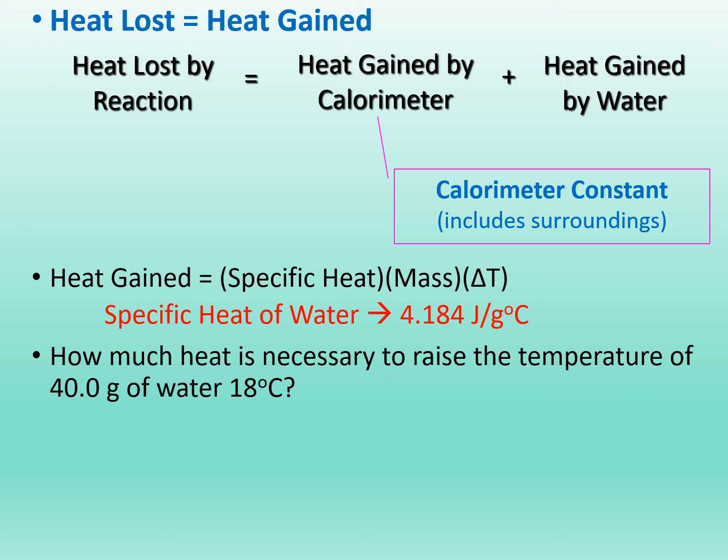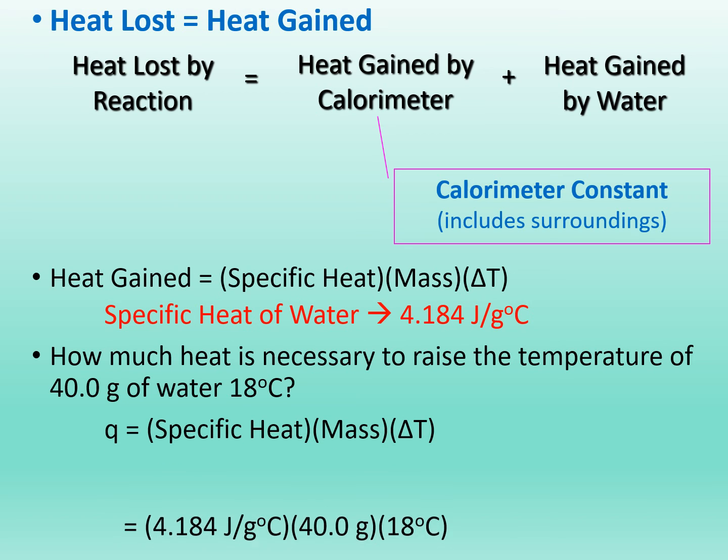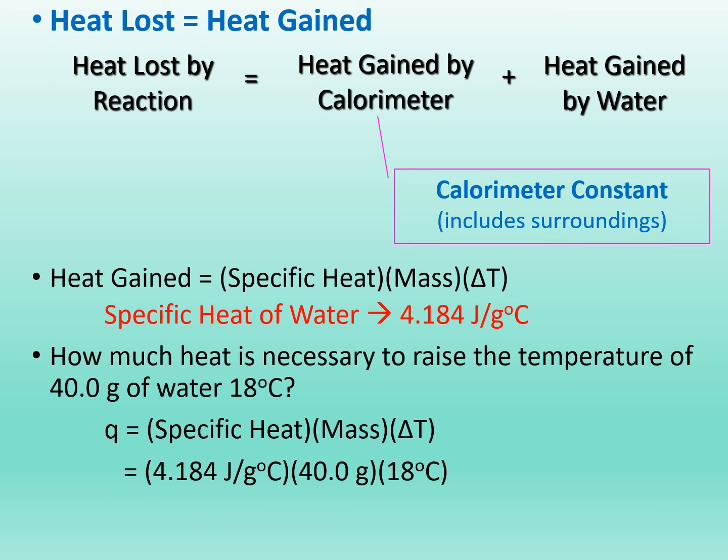So looking at this, and we're going to, like I said, go for kind of a simple one here. How much heat is necessary to raise the temperature of 40 grams of water 18 degrees Celsius? So I want you to pause me right now, figure this out, come back. Hey, welcome back. All right, so we have our equation. Specific heat of water, 4.184 joules per gram degree Celsius. We have 40 grams of water, 18 degrees Celsius. So that means it's going to take 3,000 joules or 3 kilojoules.